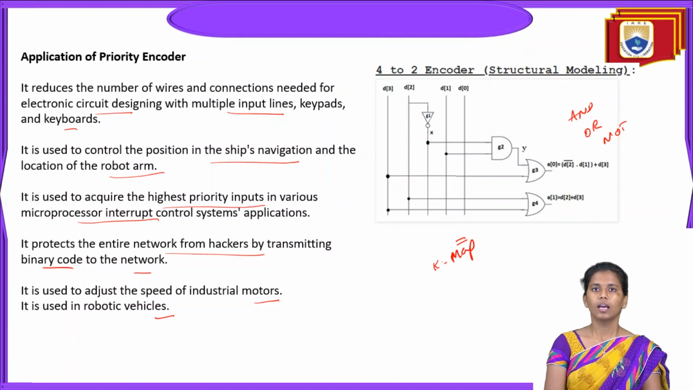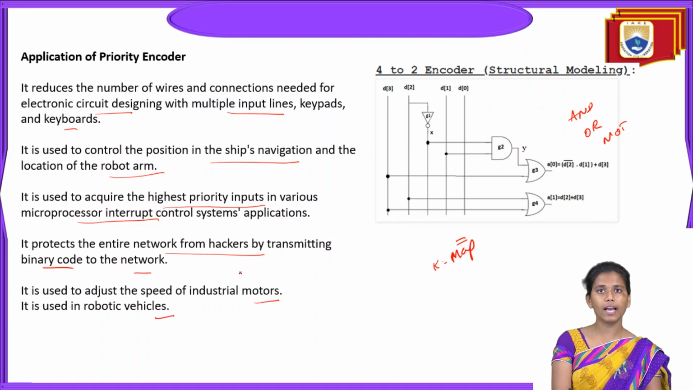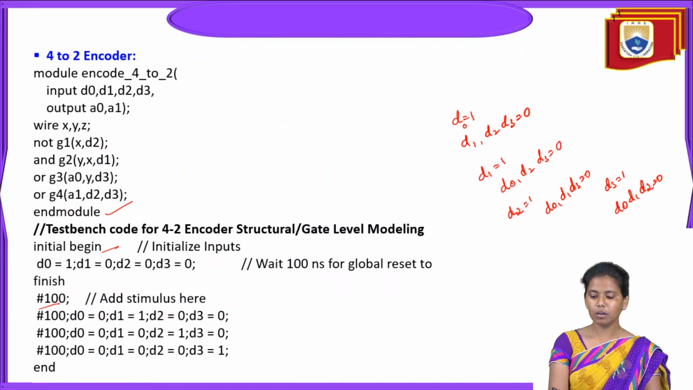Also remember that by using these Karnaugh maps, we are able to reduce the complexity of the circuit. The number of gates can be reduced. And the circuit that you are considering has many applications where it can be used in real time as well. If you observe these applications, in ship navigation, protecting from hackers, robotic vehicles, and industrial motors, these encoders are playing a very vital role.